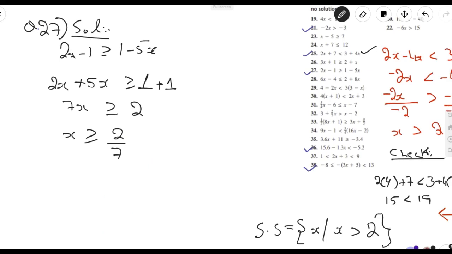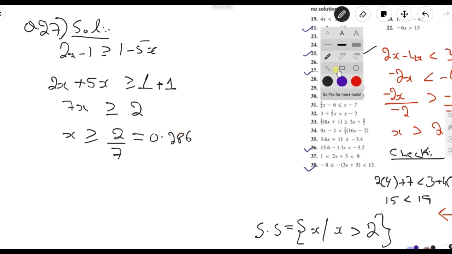Okay, it's 0.285. Okay, I'm rounding. Alright, so this is it. If I ask you to express your answer on a number line, this number line representation is very important from your exam's point of view.